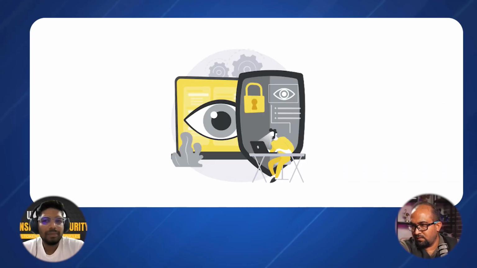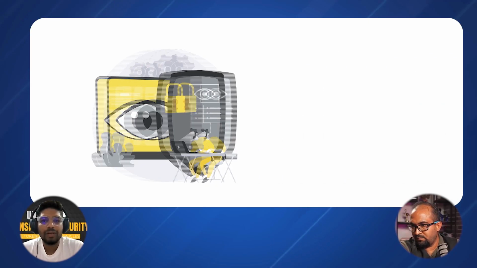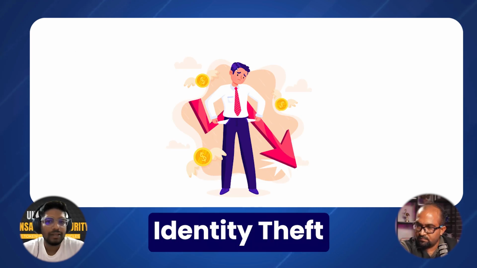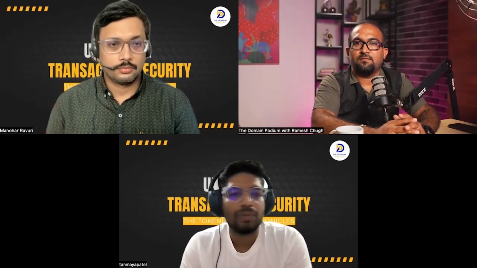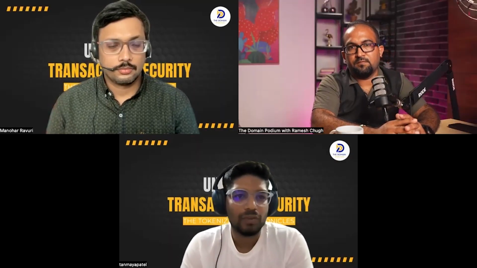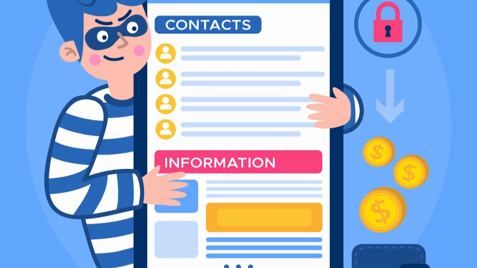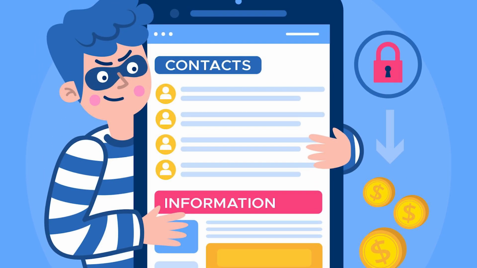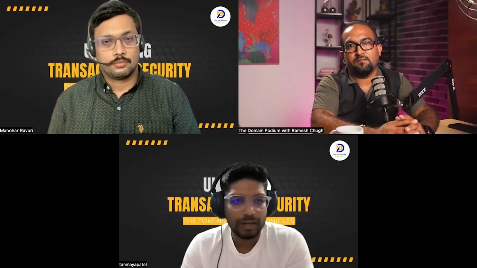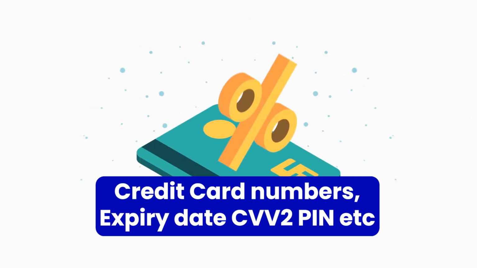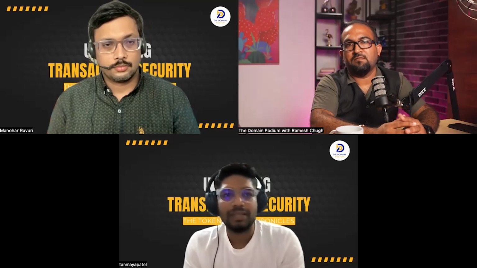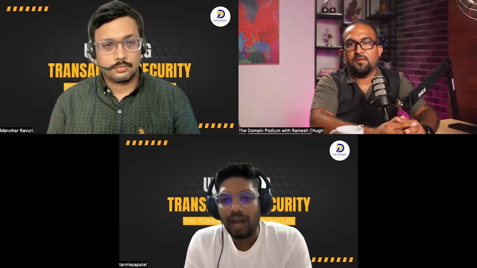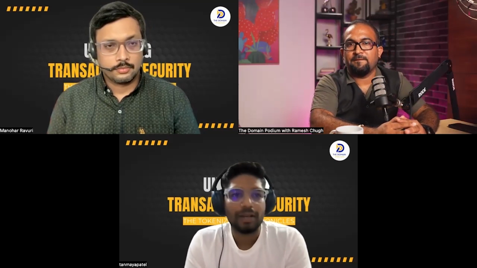Well, sensitive data is essentially everything that could lead to financial loss, identity theft, or fraud if it falls into the wrong hands. Generally, sensitive data includes your personal identification numbers like your phone number, Aadhaar card, PAN card, or social security number, and your financial data like your credit card number, expiry date, CVV, PIN, etc. So these are your sensitive information. But how is your sensitive information protected?